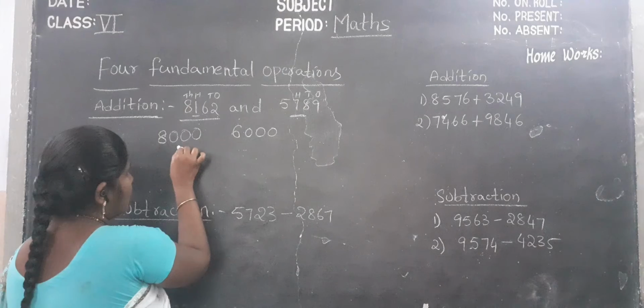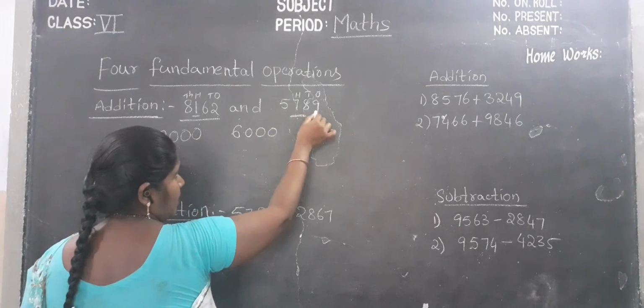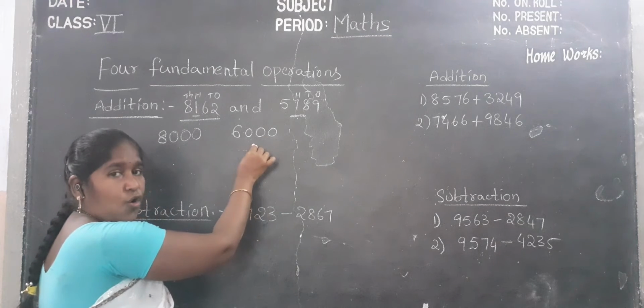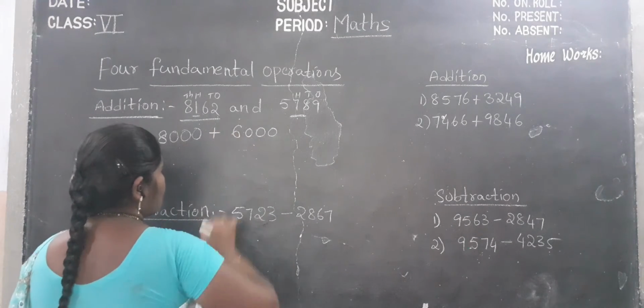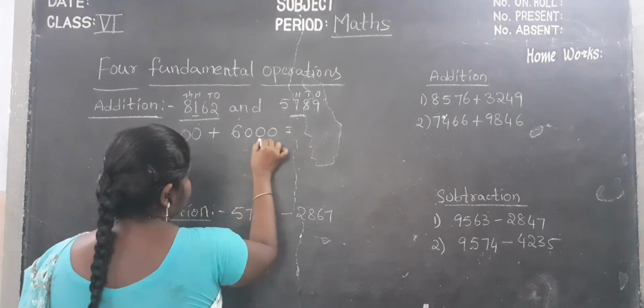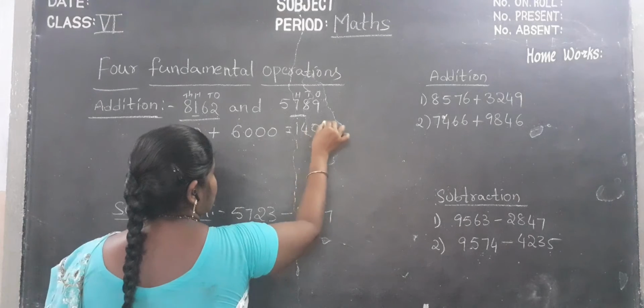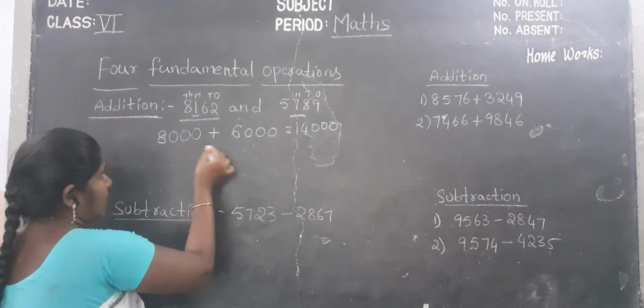8162 is nearer to 8000 and 5789 rounded up to the thousands is 6000. So both these two numbers are added, so 8000 plus 6000 means 14,000. So we just estimate for the given numbers, children.